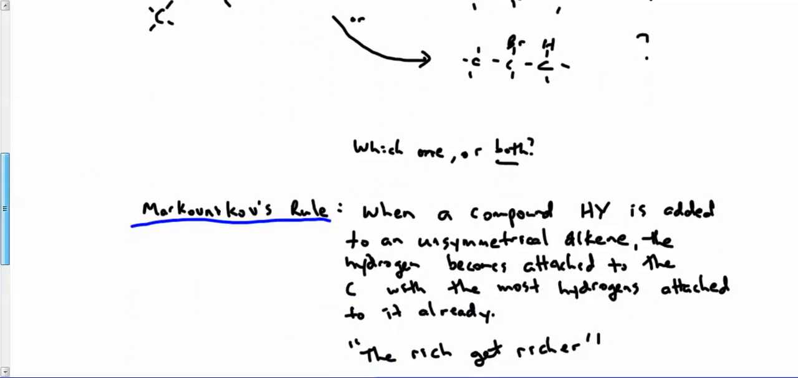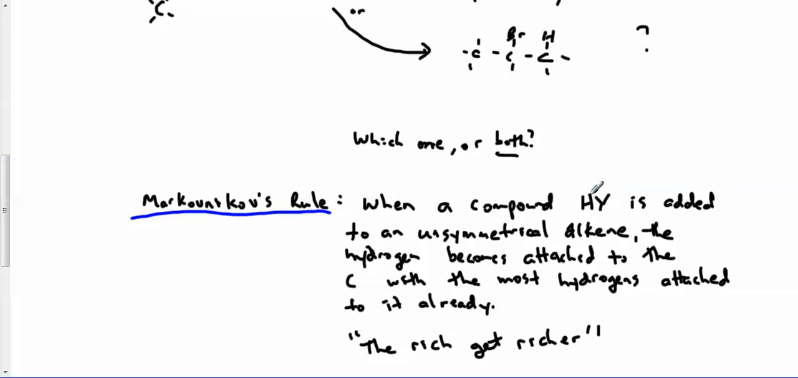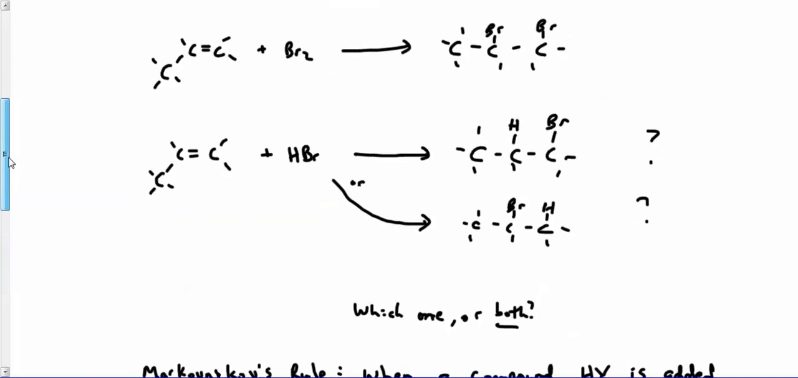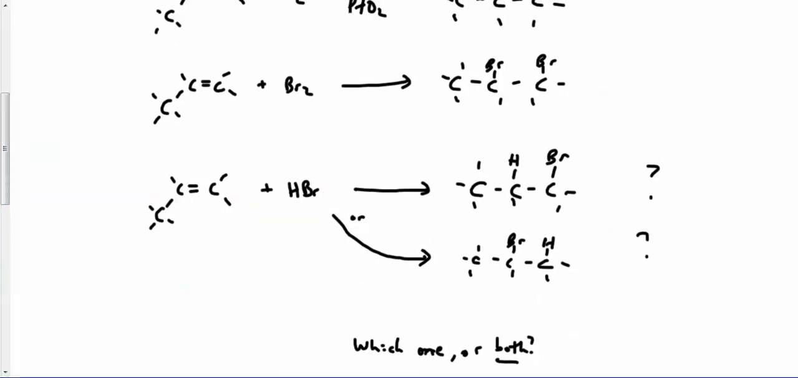When a compound like HY is added to an unsymmetrical alkene, the hydrogen becomes attached to the carbon with the most hydrogens attached to it already. And there's a little phrase, the rich get richer. So the H is going to the carbon with the most H's. So let's take a look here. I'm going to get a different color. Two choices: it's this carbon or this carbon.